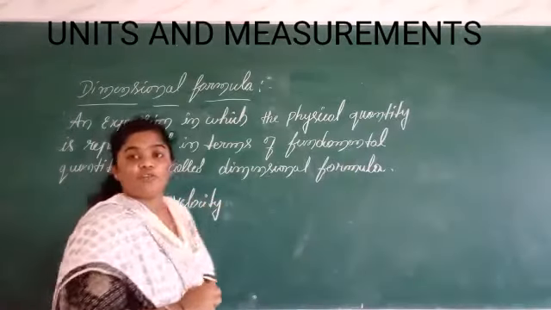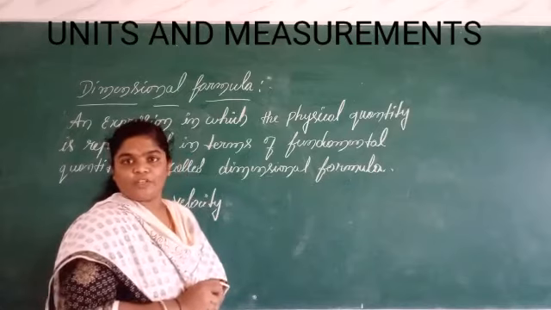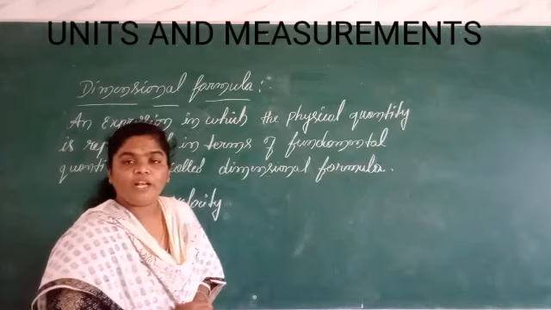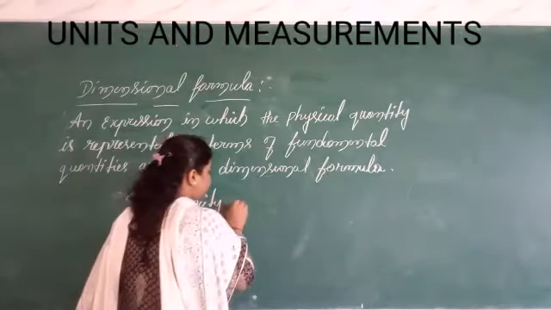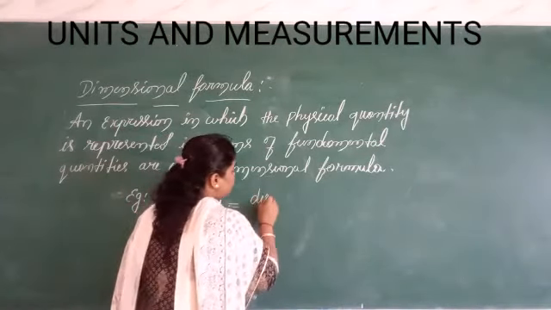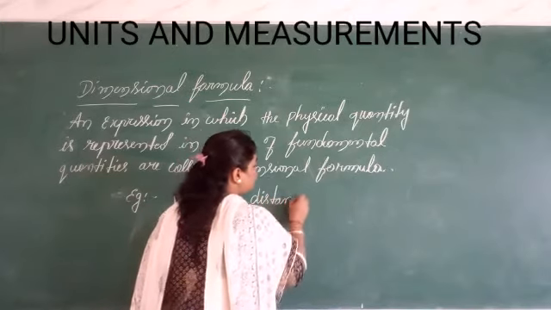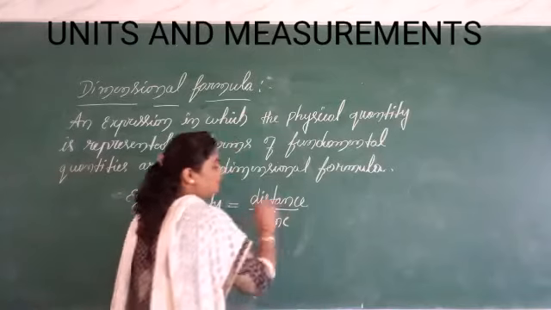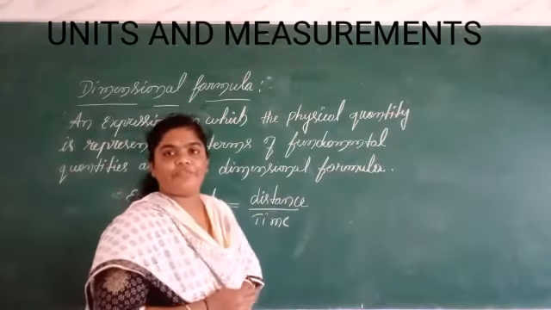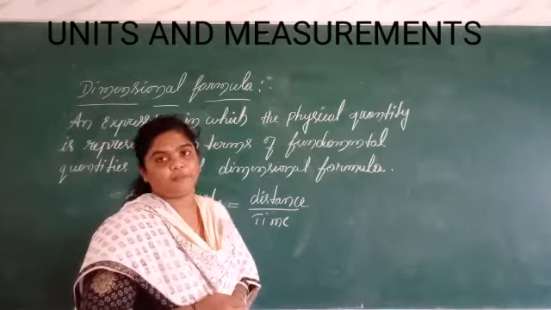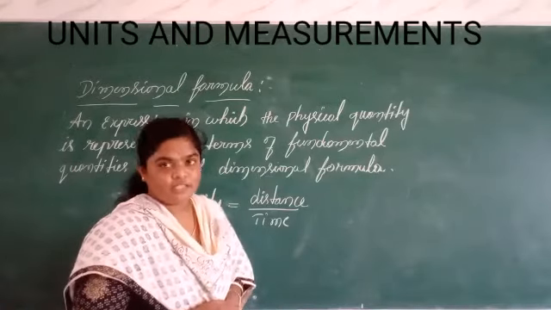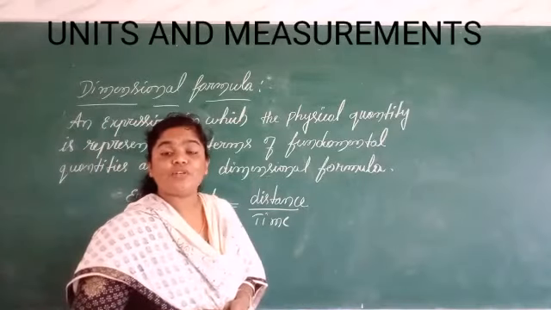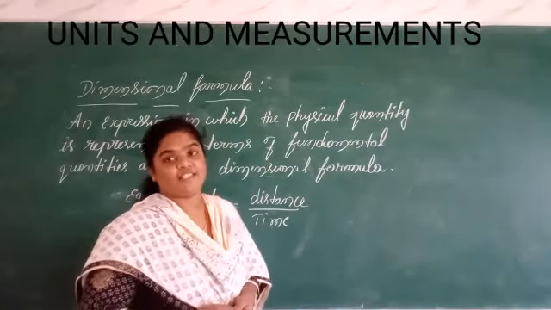I know that velocity is a physical quantity. Velocity is the physical quantity. Now, what is meant by velocity? Velocity is the distance by time taken. Distance by time taken. That means the rate of change of distance or displacement. The rate of change of displacement is the velocity. What is the dimensional formula for velocity?